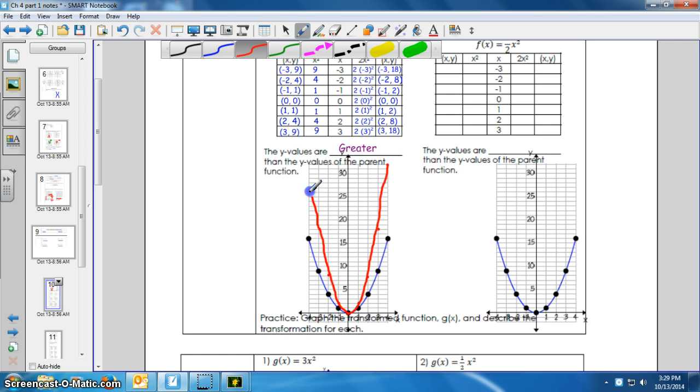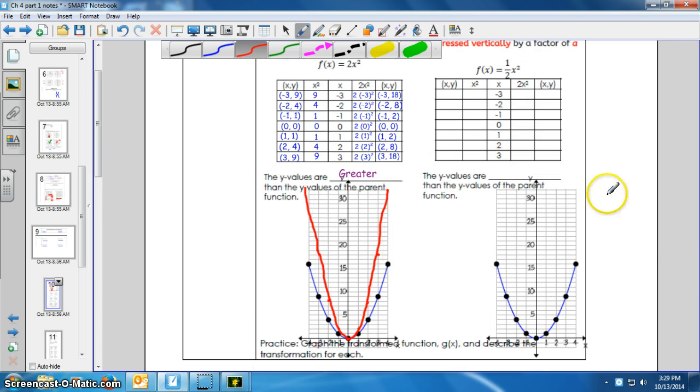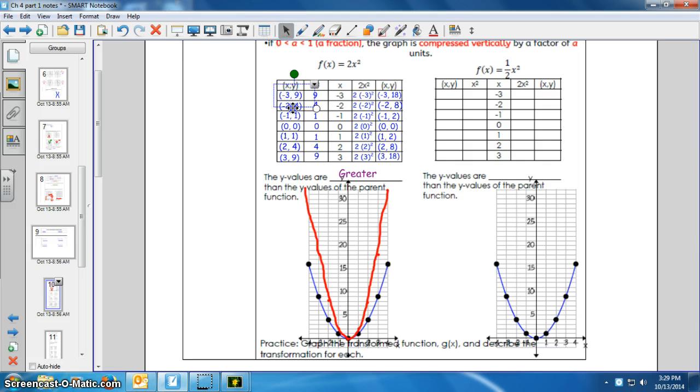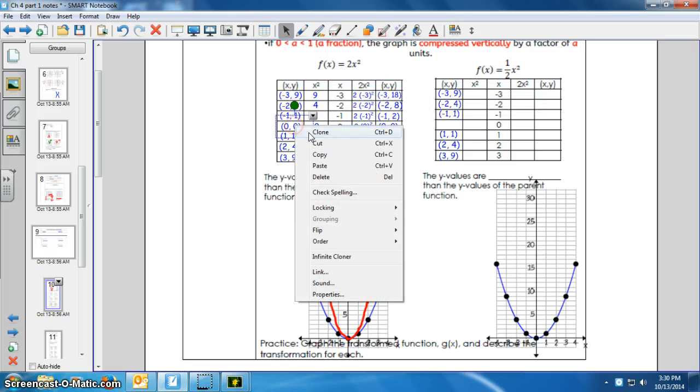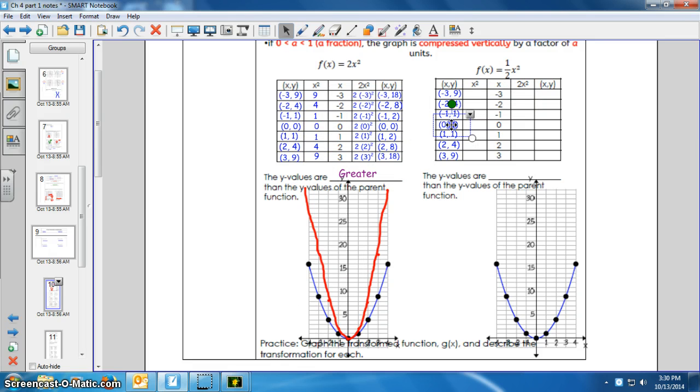Yours is probably going to be prettier than mine. There we go. So, same thing over here. All these values are going to be the same because it's the parent function. So I'm just going to go ahead and copy these, and just bring them over. Nope, missed 0, 0. All right, so there's our parent function.